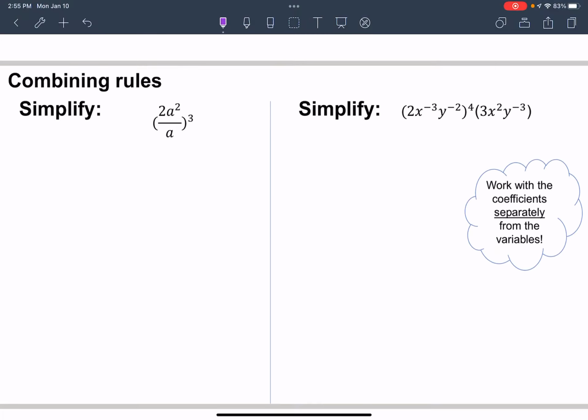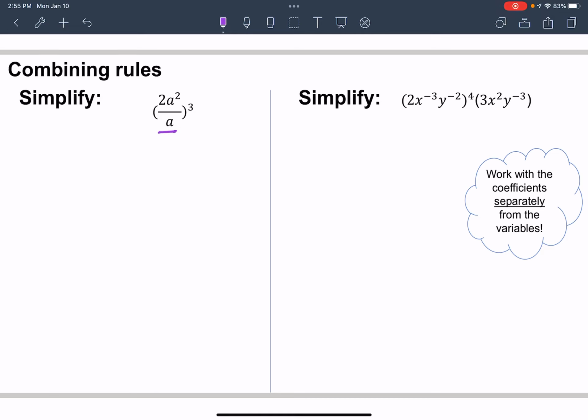So let's look at this. We're going to combine rules to simplify 2a squared over a, raised to the 3rd power. We work with whatever's in the parentheses first. So we have the 2a squared over a, and we're going to simplify that first. Remember, this a is basically an a to the 1. So what happens here is we have to use the quotient rule because we're dividing.